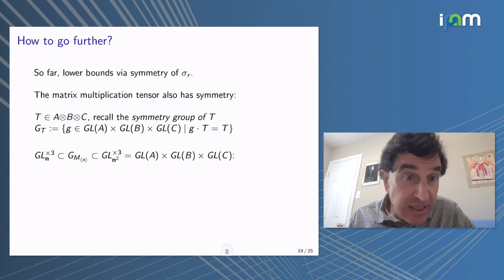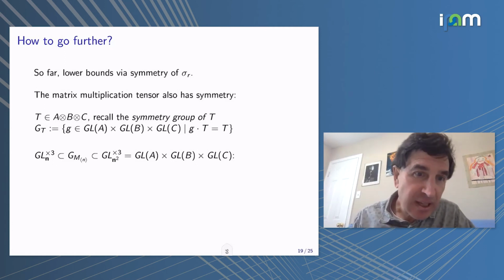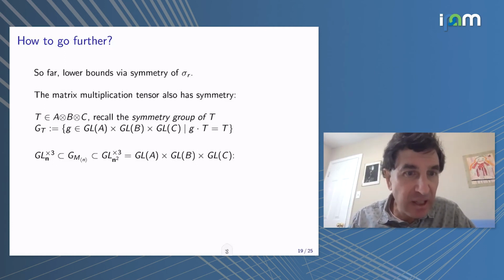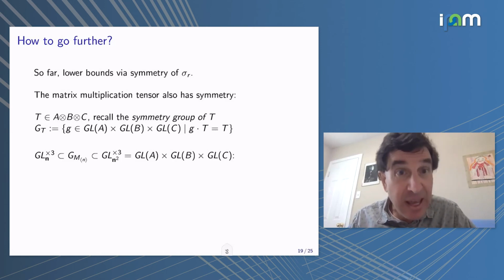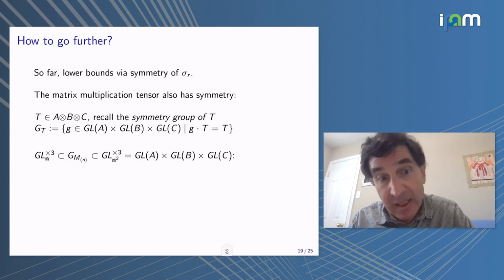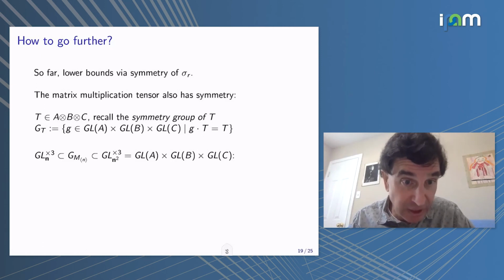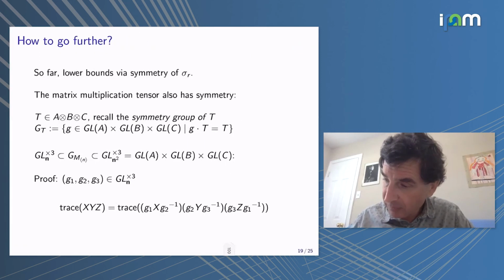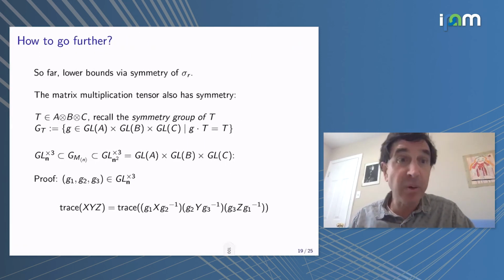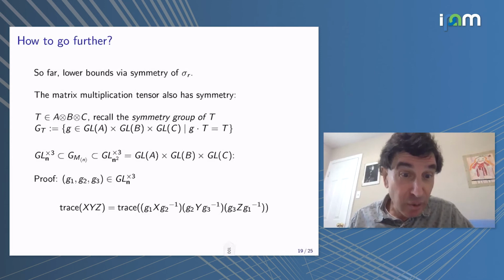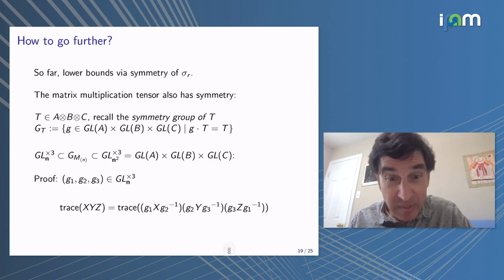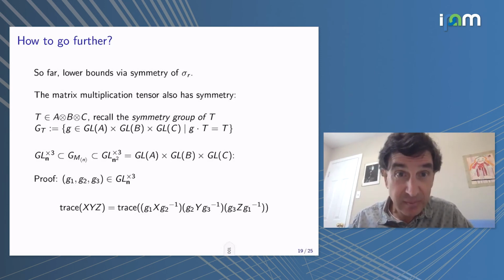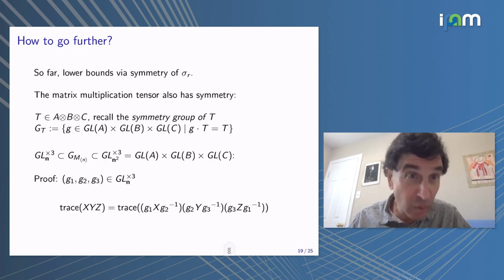And inside there, the matrices is an N by N matrix, and there's a copy of little GL_N, change of bases in N variables three times, sitting inside the symmetry group of the matrix multiplication tensor, sitting inside the symmetry group of the Segre variety. And I might as well prove at least something this lecture: the trace of X times Y times Z is the same as the trace when I conjugate X, Y, and Z by these matrices. Okay, so there's one proof in this lecture.